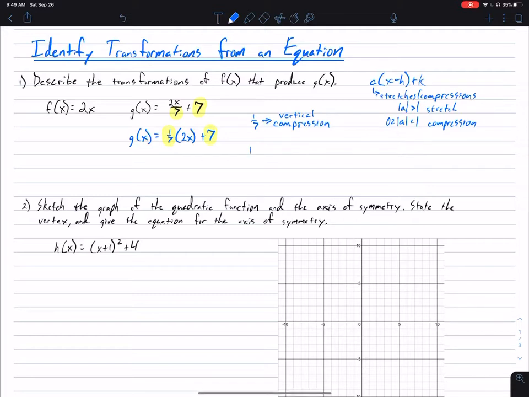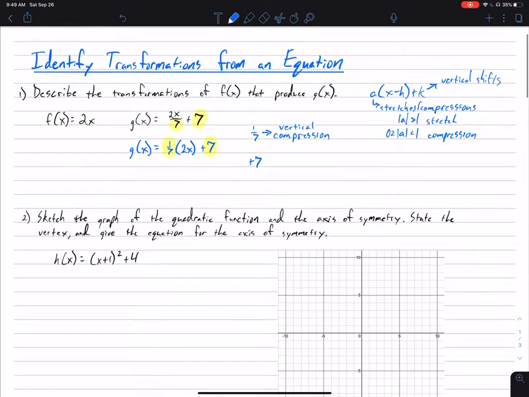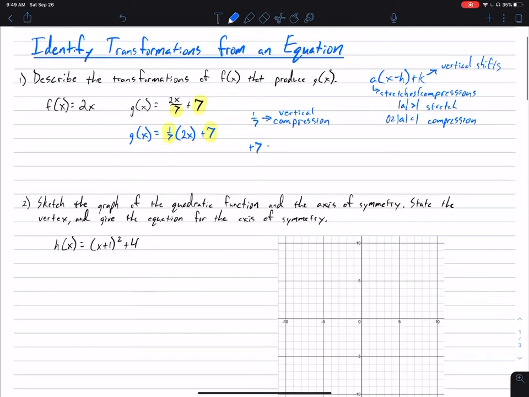And then the plus 7, that's outside, separate from my parentheses. That's my k value. My k value tells me my vertical shifts. So I know that this plus 7 is going to be a shift up 7 units. If I were to graph 2x and 2x over 7 plus 7, I'm going to see a vertical compression and that my graph is going to shift up 7 units. So my answers would be right there.